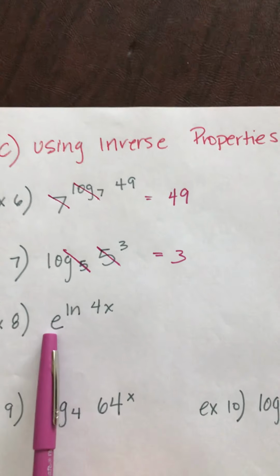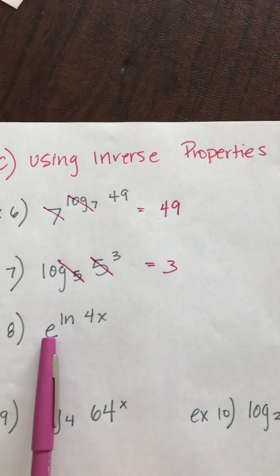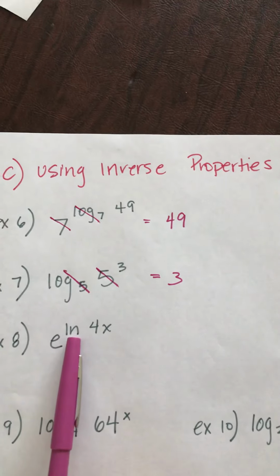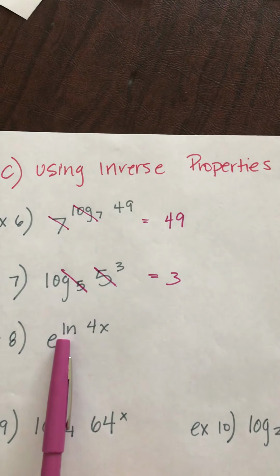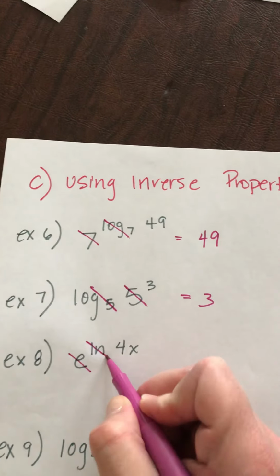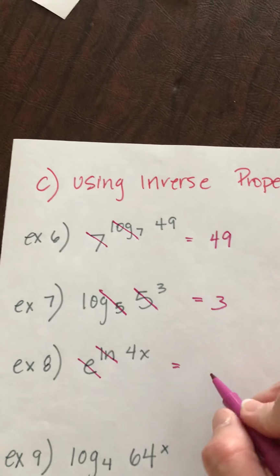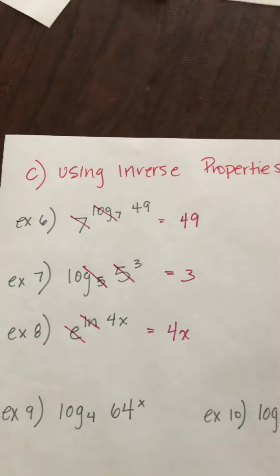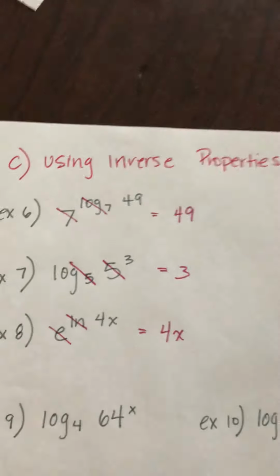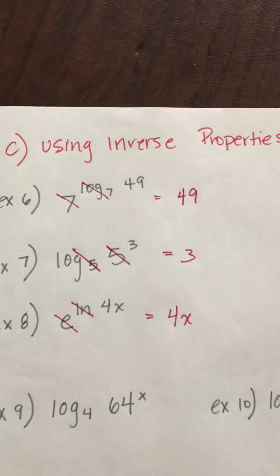Don't forget about natural log and e's. Remember, e, its inverse would be a log with a base of e. So in other words, that natural log. So anytime you see e, natural log is its inverse and vice versa. And so in this case, I just wrote 4x. So remember, your output or your answer here can be a variable too. It doesn't have to just be a number.